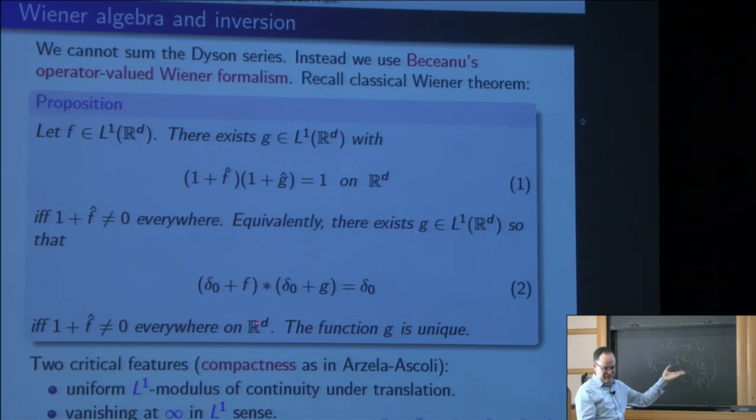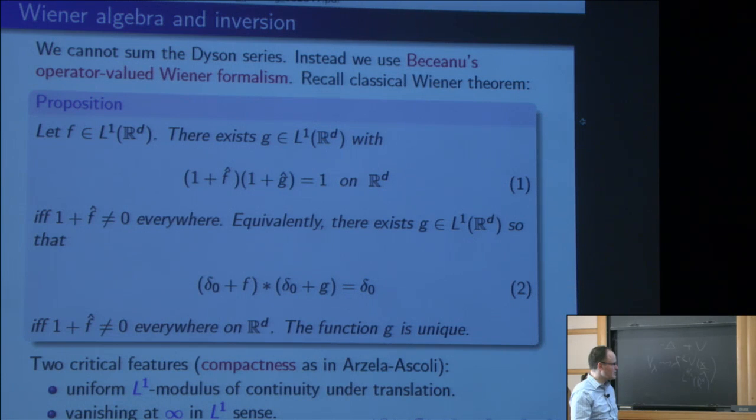You adjoin the delta distribution. So you take an L1 function f and you want to solve this: delta plus f, you want to find a g such that you can invert this in the convolution algebra. When does this inverse exist? Well, if and only if you can take 1 over that, so if and only if 1 plus f hat is not 0. The necessity is clear because you can just Fourier transform that. And then it turns out that that's also sufficient.